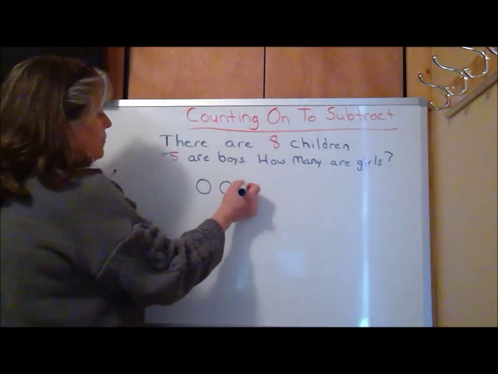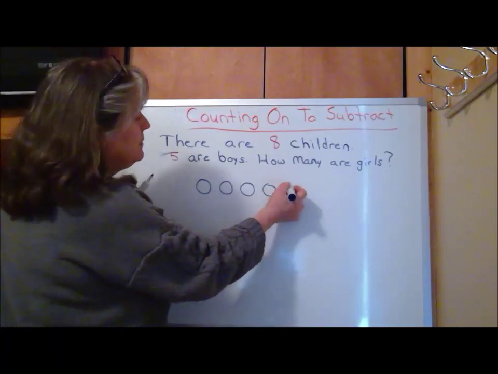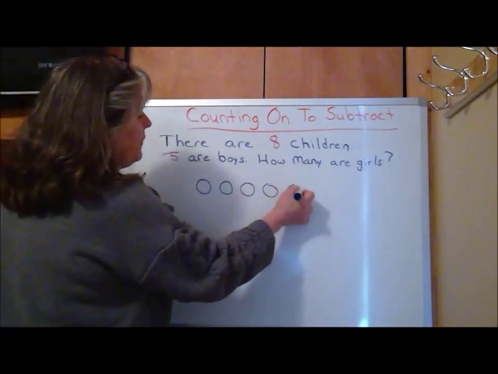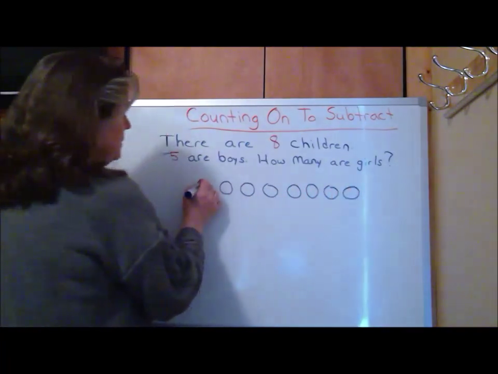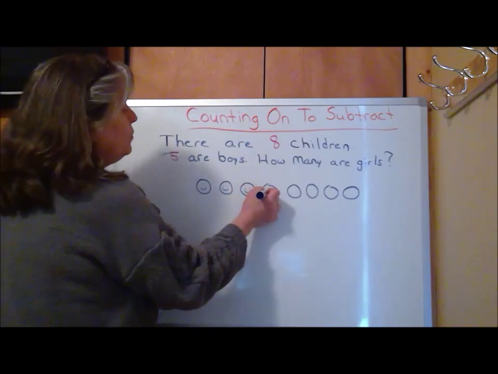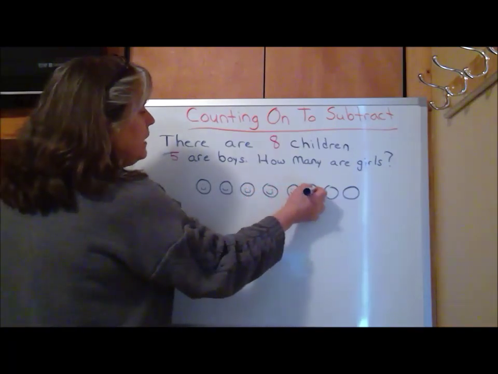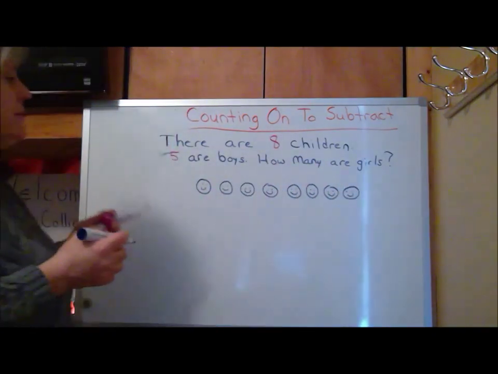1, 2, 3, 4. I promise I'll give them faces. 1, 2, 3, 4, 5, 6, 7, 8. And they're happy kids, too, because they get to go to school. And we'll be back at school soon, I hope. All right, so there's 8.